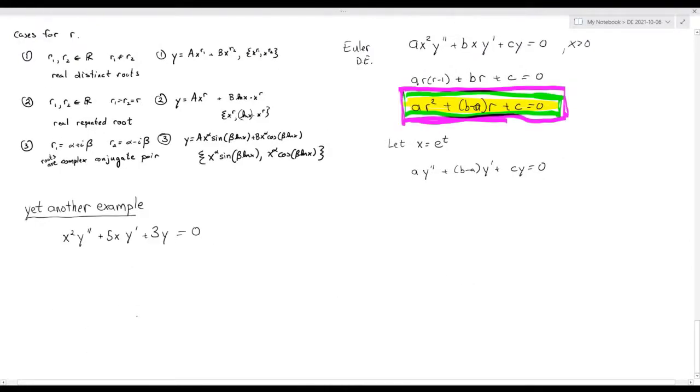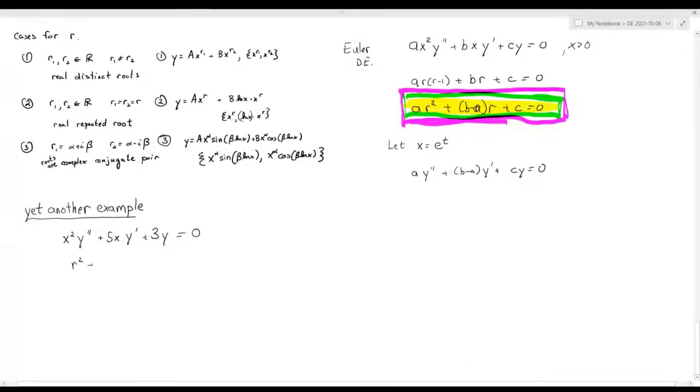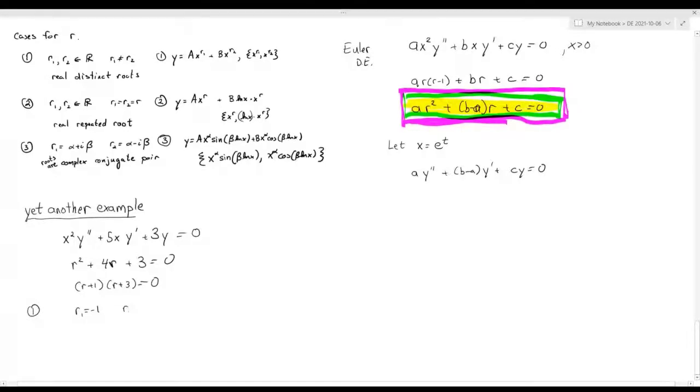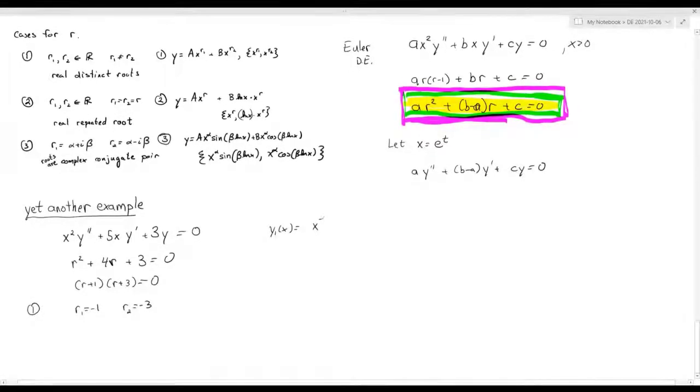Let's do a final example. Using the formula for the characteristic polynomial, b is 5, a is 1, so 5 minus 1. This looks like it might factor. So we have case number 1 where we have real distinct roots. So the fundamental solution set is x to the first root, then we have x to the other root.